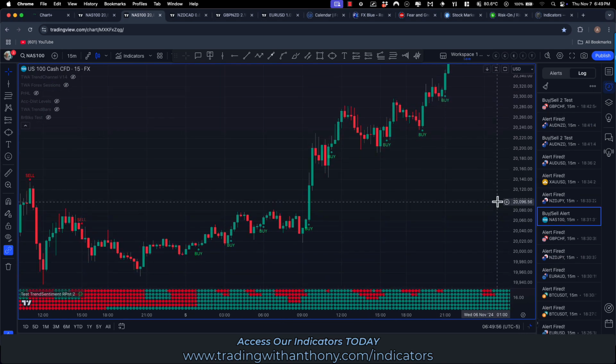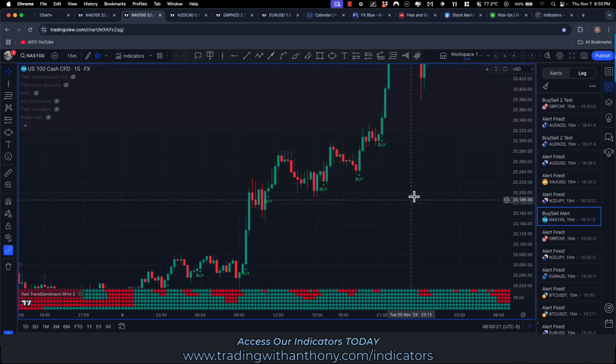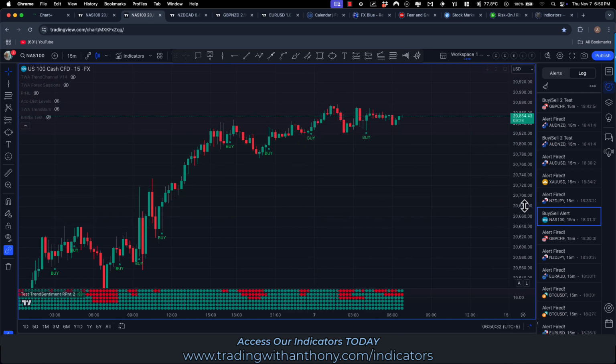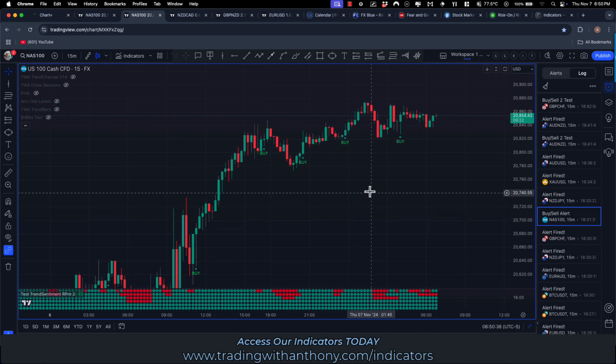Okay, NAS 100, here's another example. When all the bars turn green, we have these signals that we can use to enter the market. As we trade up, okay, we've reached the ceiling here, and if this rolls over, we should start to see some red signals kick in.